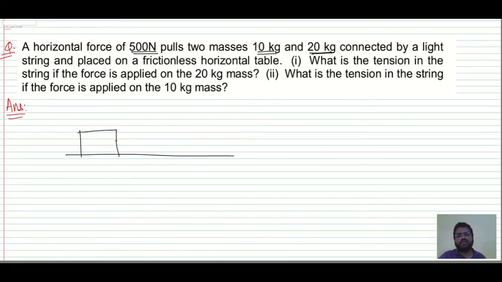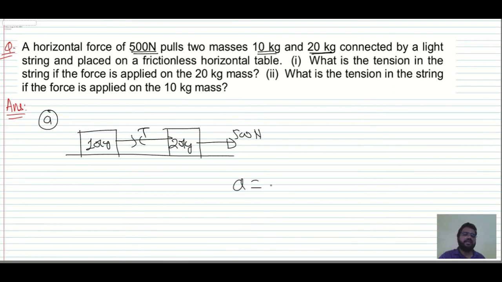So, horizontal table, two masses are given. One is 10 kg, the other is 20 kg. What is the tension in the string if the force applied on the 20 kg? So if 500 Newton force is applied on 20 kg, what is the tension? And what is the tension if the force is applied on 10 kg? So this is the first one.